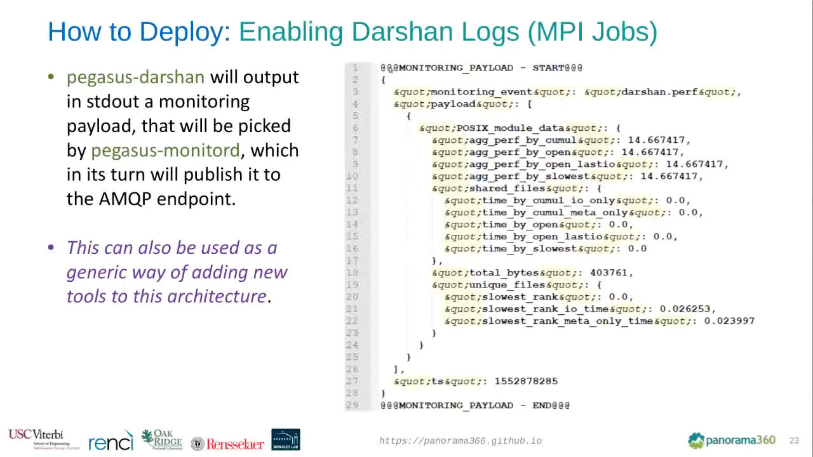This approach can be used as a generic way of adding new tools to this architecture and having the monitoring payloads published to an AMQP endpoint that uses the Stampede index to store them.